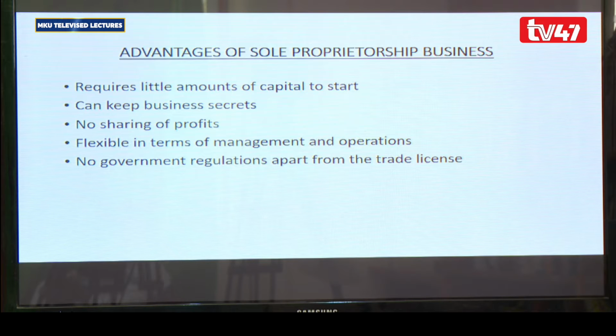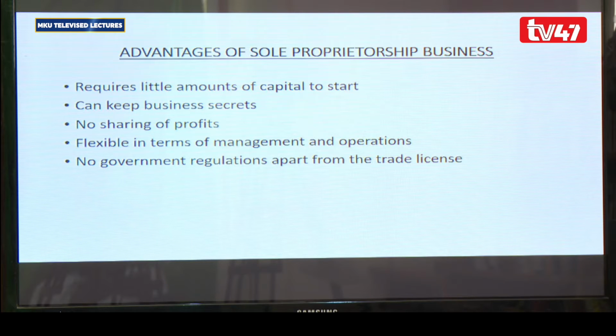The first advantage we may talk about is that it requires very little capital to start. Since one is the owner and he's the one who is managing that business, he can easily keep his business secrets. He does not share profits with anybody. It is flexible business. Today, I may be selling the tomatoes, but if they're out of season, I can always go to something else. Unlike big businesses, which require so much operational costs.